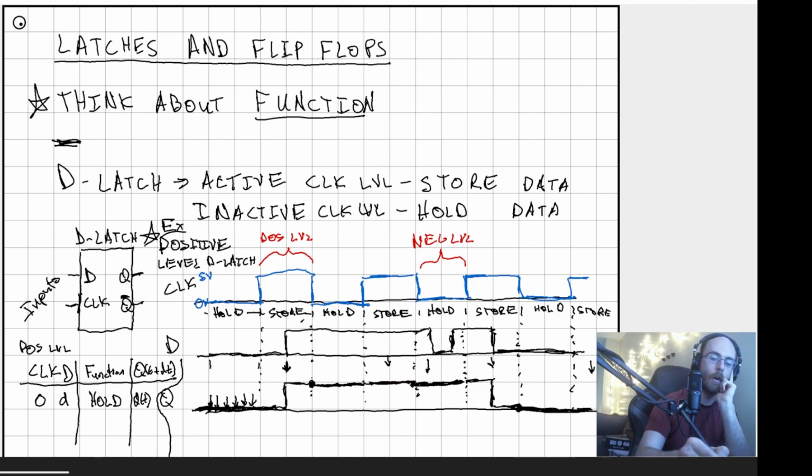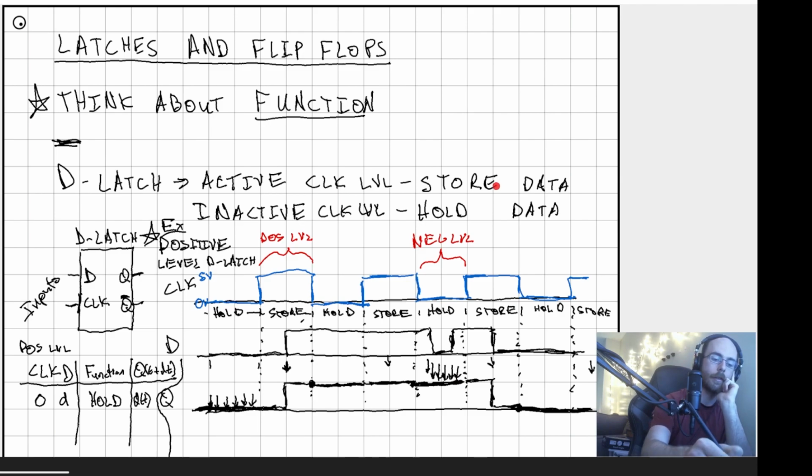If we're in the hold state, in the hold functionality that's going on over here, because we have the inactive clock, then it doesn't matter what D is doing. The next step is the same as the previous, all the way across. So that's the hold function.